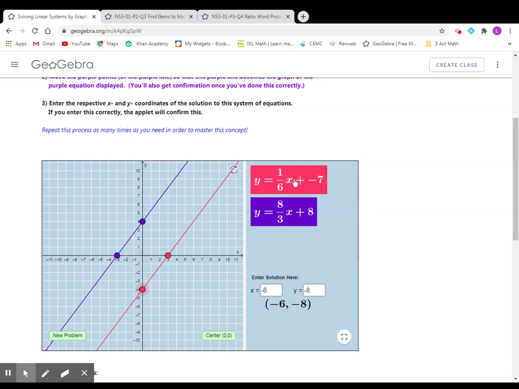So you can't see it here, but these lines have the same slope. And since their slope is the same, they're never going to meet. And so this is why it's no solution. There is no x or y that works for both of them.